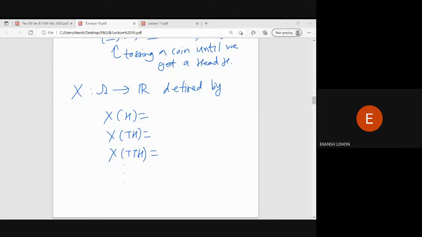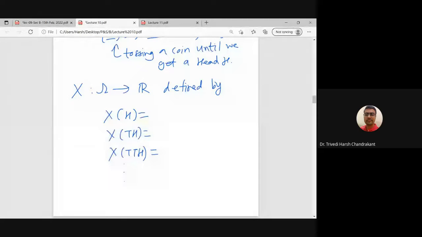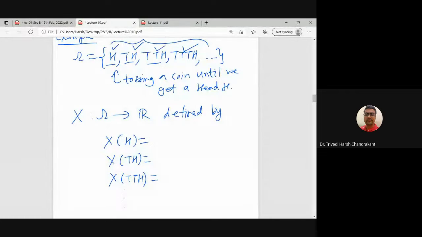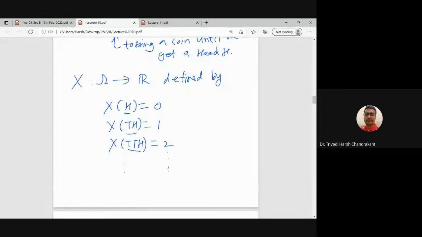Count of tails. Yes. So if we assign count of tails, then how many tails are there in H? 0, right? Then in TH it is 1, in TTH it is 2. In this way, we can assign a function. What you said is correct, that anyway we are tossing and we are counting. So the best way to define a real valued function is counting. Either you count tails or you count tails plus 1. If you add 1, then this will be 1, 2, 3, the number of tails plus 1.